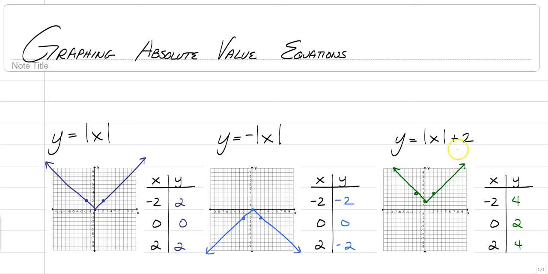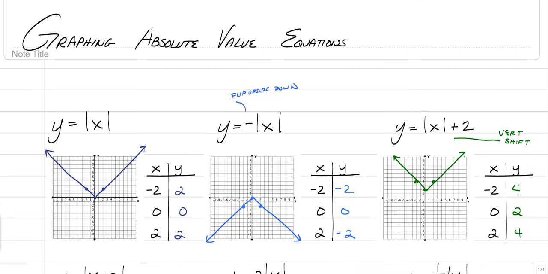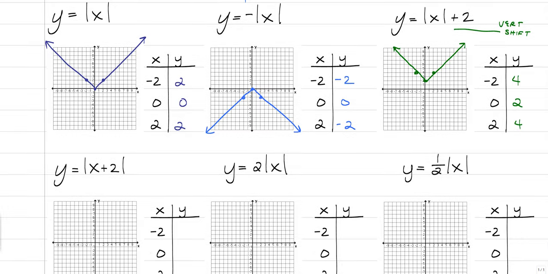So when you have a number that's on the outside, that is a vertical shift. If that said minus 2, then we would be shifting down 2 units, okay? And again, the negative in front, that means we flip upside down. More specifically, we reflect over the x-axis. Okay, let's continue with a couple of more.